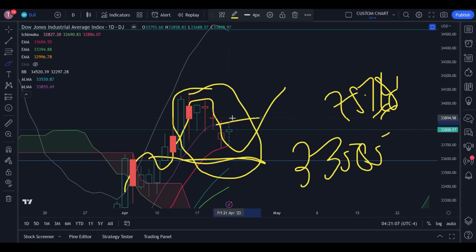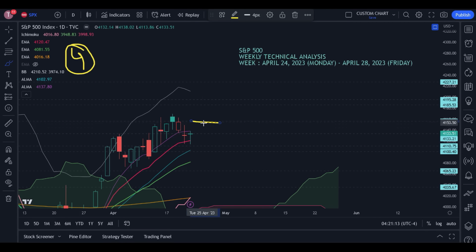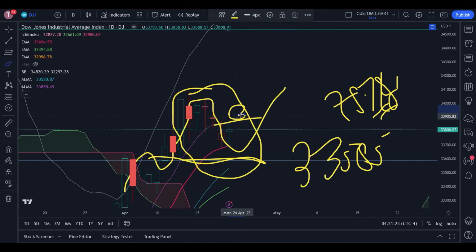Okay, it means if there comes a close above the moving average in the Dow Jones on Monday, then most likely on Monday itself the S&P 500 will be able to clear the 4155. If not, then in that case it will be somewhere around 4150, 4140 or so. But the good thing is that once the Dow Jones clears this on Monday, then the Dow Jones will further move up on Tuesday, Wednesday or so.